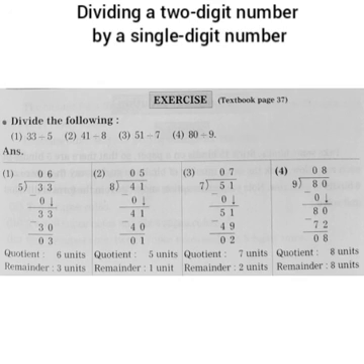It makes 51. 7 sevens are 49. 51 minus 49 is equal to 2. Quotient is 7 units and remainder is 2 units.